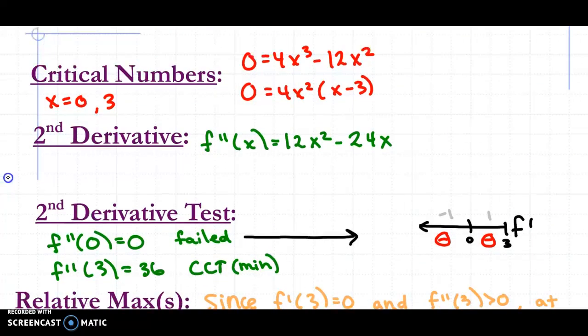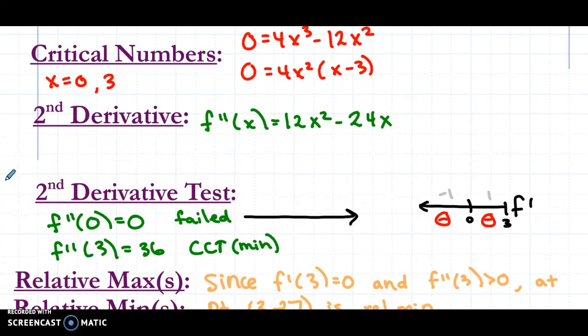Second derivative test, that's what this whole video is all about. We find out if the second derivative at the critical numbers are positive or negative, or 0. This one was 0, so it failed, so I had to use my first derivative test. And since it went from decreasing to decreasing, no relative max or min at 0. For 3, however, it was concave up because this was positive. So we know since it's concave up, there would be a minimum, right?